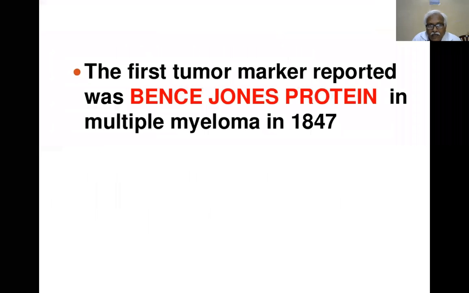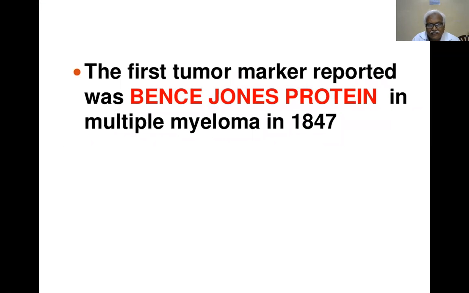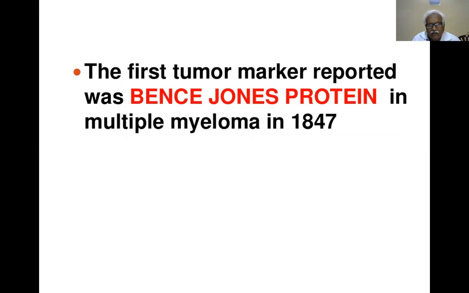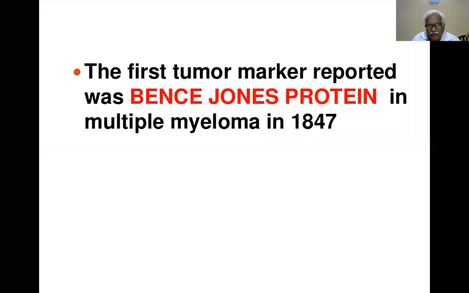The first tumor marker reported was Bence Jones protein in multiple myeloma in 1847. This is most commonly seen in men and women beyond 60 years of age, but nowadays we are getting cases even at 40 to 50 years of age. They will become very thin and emaciated. They will develop high fever. You don't get any interest to eat anything. And slowly, when we take a total body scan, we will find a lot of secondaries by the time we go for the scan.